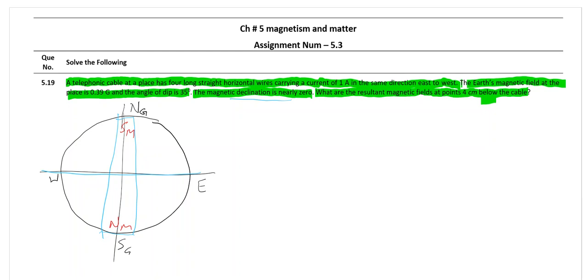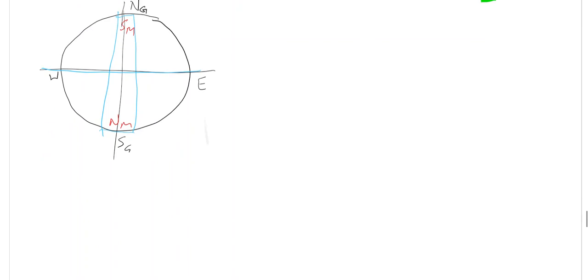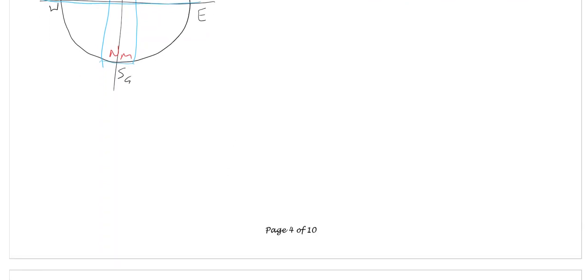Now, how do we find out resultant magnetic field? Because wire will have its own magnetic field, and Earth is also having its own magnetic field. So how do we find out the resultant magnetic field at 4 centimeter distance? For that, let us try to understand the situation from a slightly different perspective.